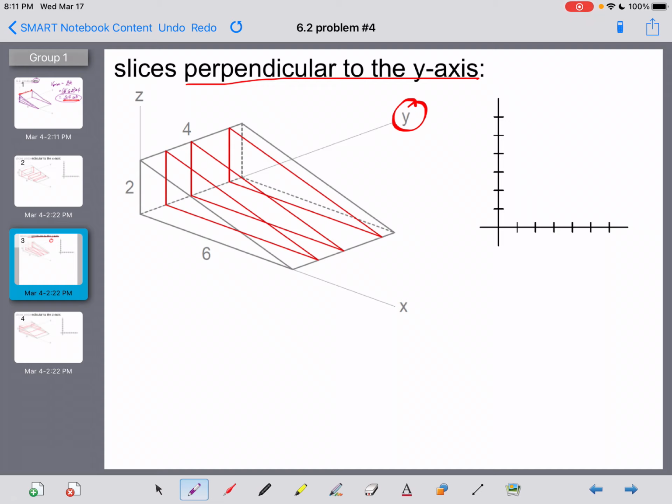And the hard part is coming up with the cross-sectional area formula. Well, for us, each one of these cross-sections, as I'm sure we can see here, is a right triangle, looking something like that. So I'm going to start off with the formula for the area of a triangle, which is simply going to be 1/2 times its base times its height.